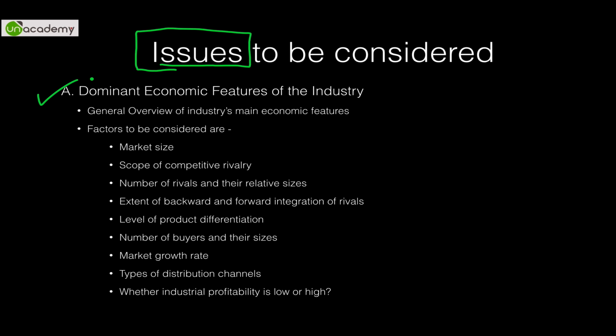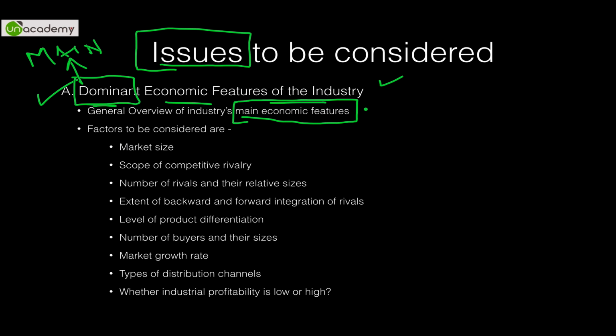So the very first issue under industry analysis is dominant economic features of the industry. Dominant means main. What are the main features that would impact the industry? What are the main economic features in a product or in an industry that give competition to similar kinds of businesses with similar attributes? So, it starts with an overview of the industry's economic features. Let's understand what these main economic features are.